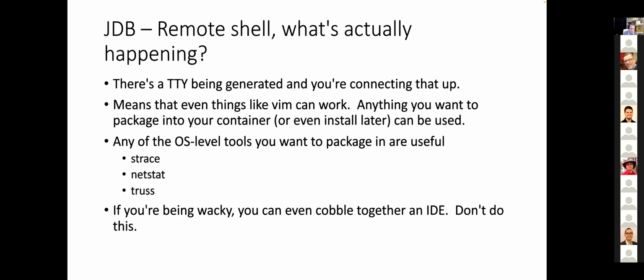What are we actually talking about here? We ran ps and we ran jcmd, and those were individual commands that we passed to our container, and we looked at their output, and that's great. We can tell Kubernetes to set up a TTY, a teletype, a keyboard and monitor effectively, that are able to talk to that container. That is a shell that can accept commands, execute them and show you the output. And that means that even things like Vim can work.